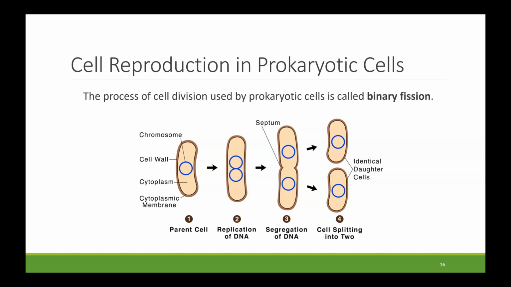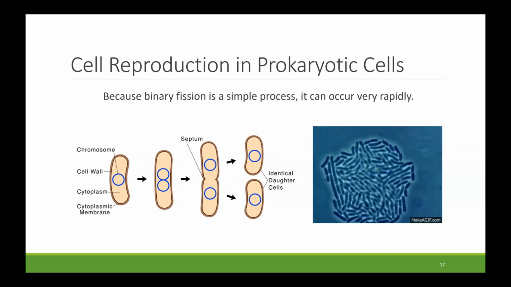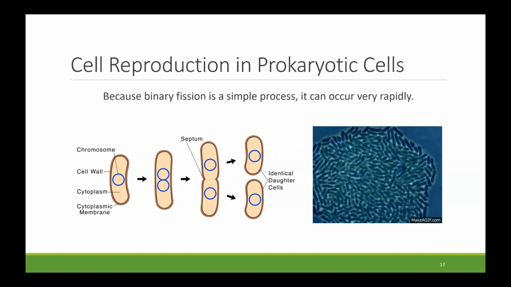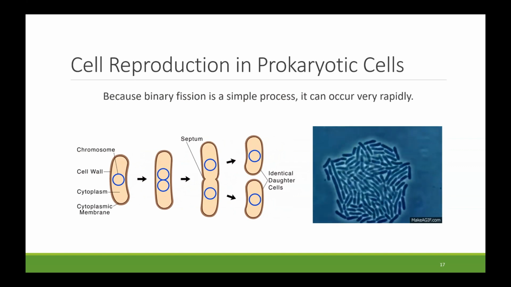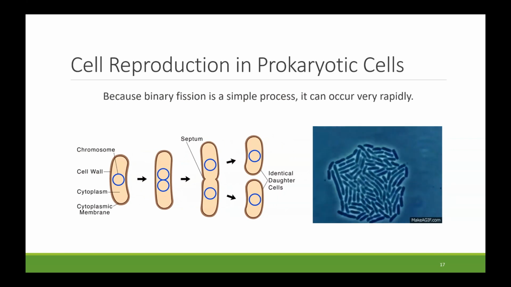And then the membrane actually pinches off in the middle. So the result is that the two daughter cells are now separate from each other, and then the process is complete. So there's not really much more to binary fission than this, because the structure of the prokaryotic cell is so simple, which makes it very straightforward for them to duplicate themselves. And as a result, because binary fission is a simple process, it can occur very rapidly.